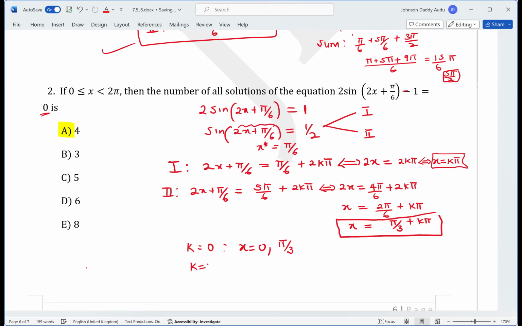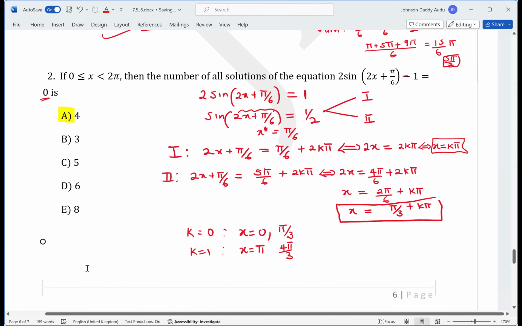Now, let's say k is 1. If k is 1, from here, we'll get x equals pi. That's from here. Then from here, we'll get pi plus, so this will be 4 pi over 3. I think this will go. Right. Then I think that's it.